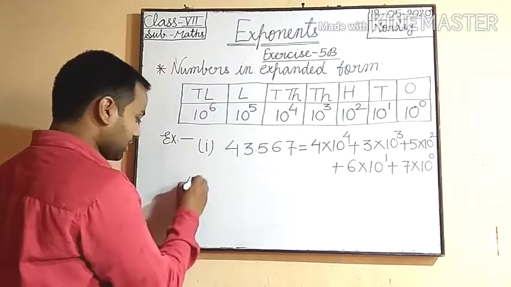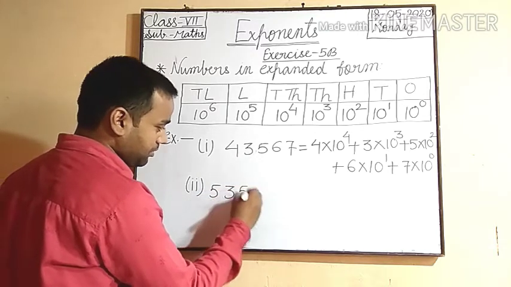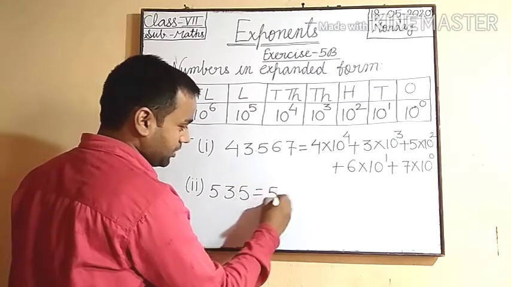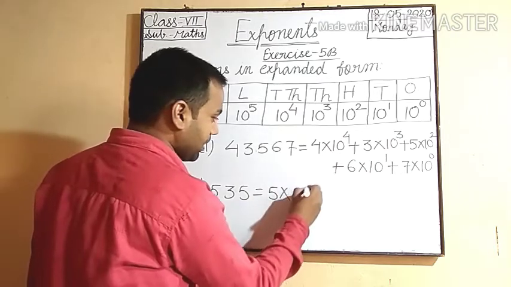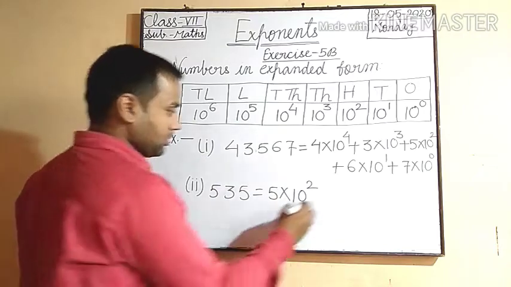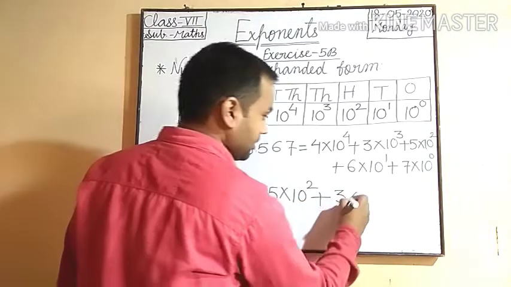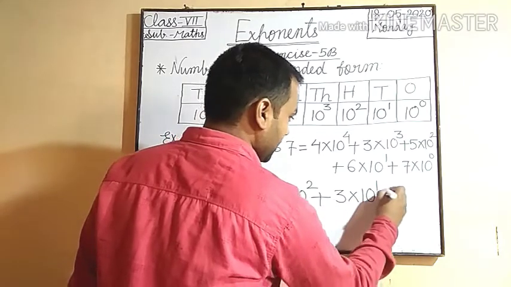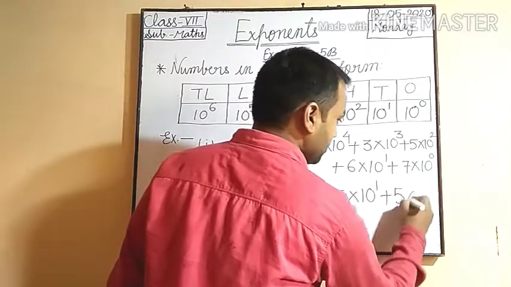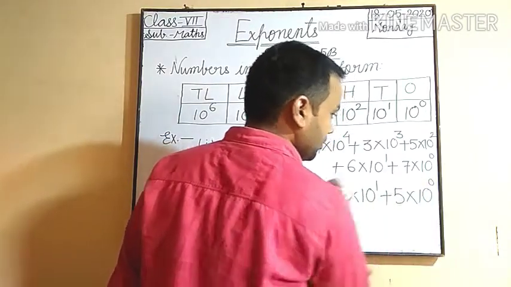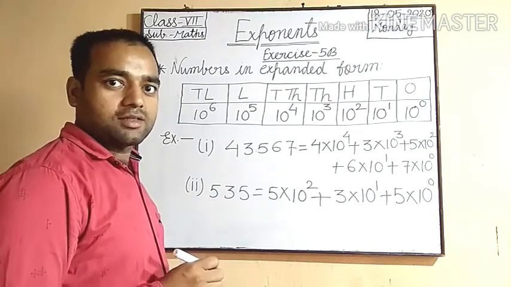Now let us discuss second example. 535 is equal to 5 into which place of 5? The hundreds. Here write 10 power of 2, plus 3, which place? The tens, 10 power 1, plus 5, which place? Ones place, 5 into 10 power of 0. Is it clear?